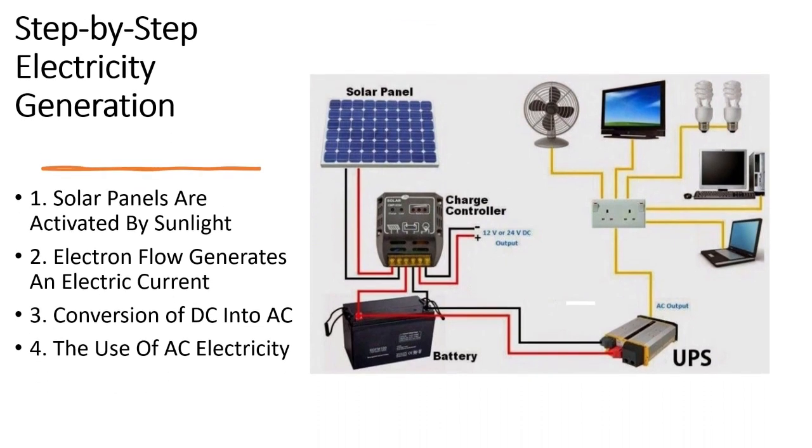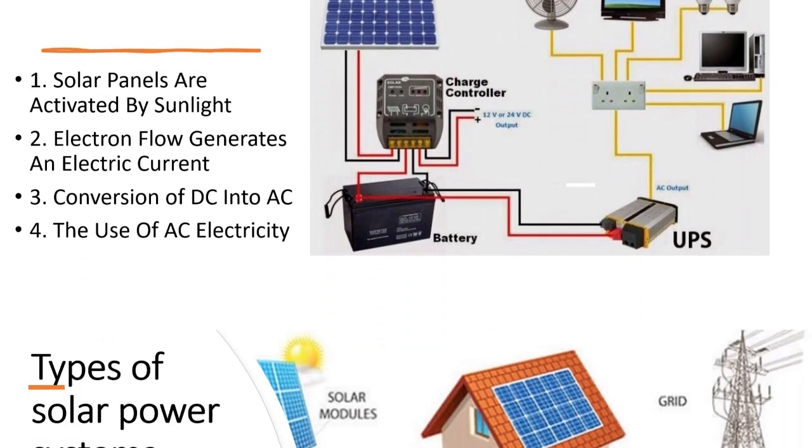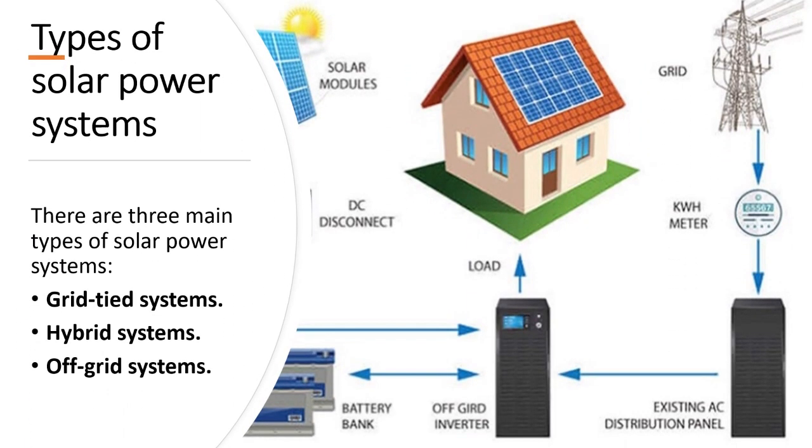Steps involved in power generation are as under. First of all, solar panels are activated by sunlight. Then electron flow generates an electric current. And then DC is converted into AC, which is useful electricity. There are three main types of solar power systems: grid-tied systems, hybrid systems, and off-grid systems.